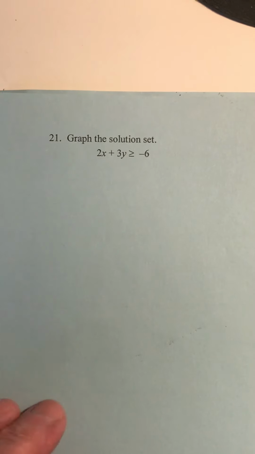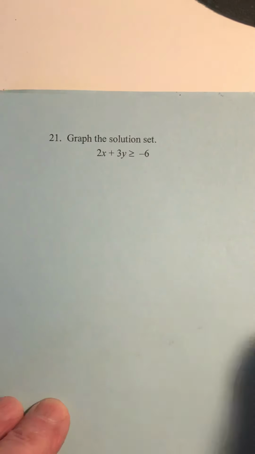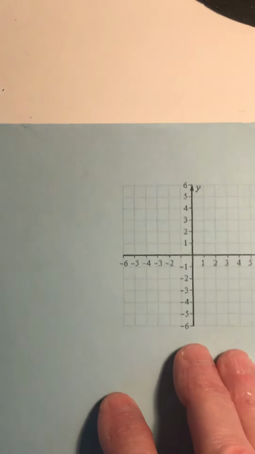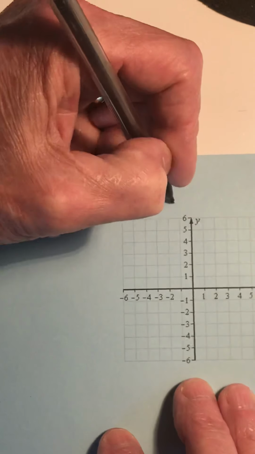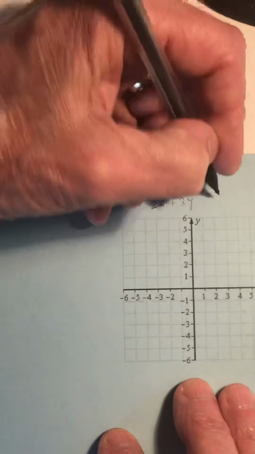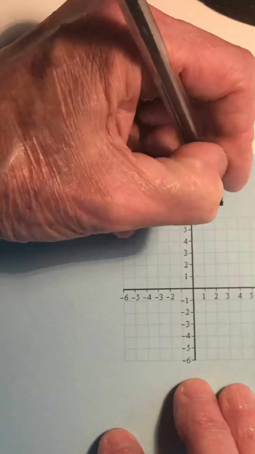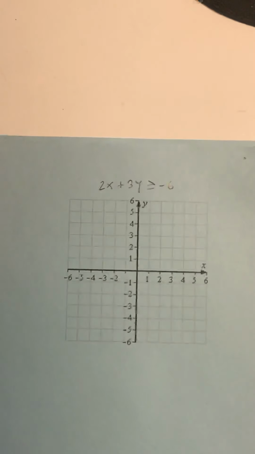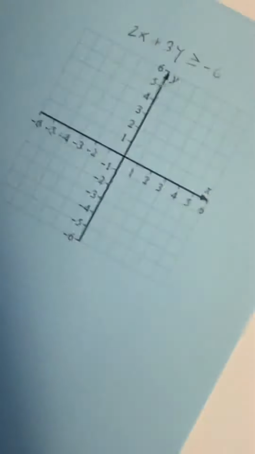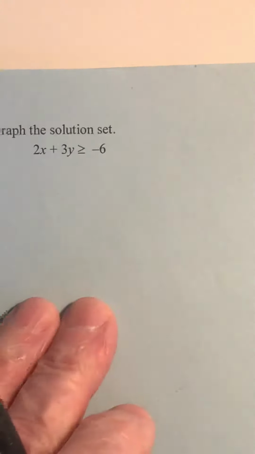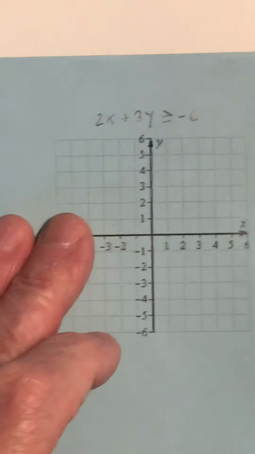Page 6. I'm supposed to graph this inequality over here. So let me rewrite it over here so we can see both things at once. 2x plus 3y greater than or equal to negative 6. I'm sorry, let me fix this. And one more time. There, that's better.